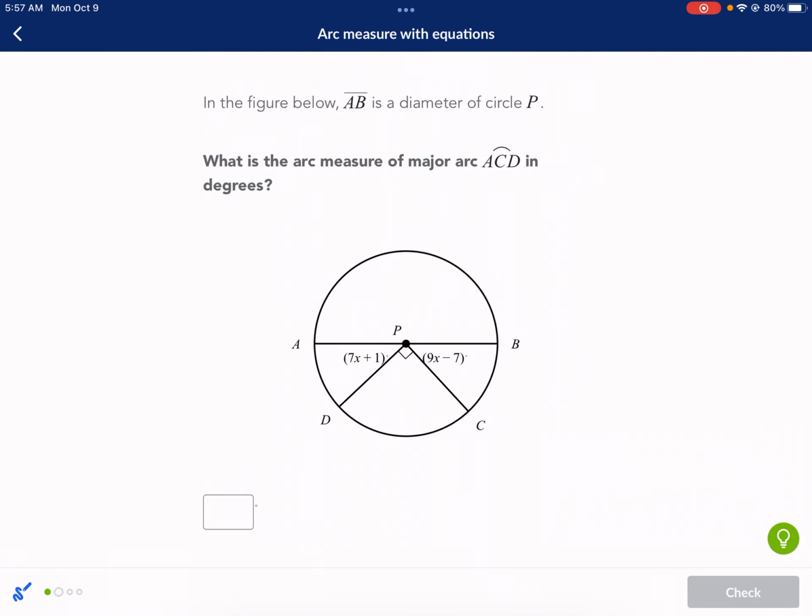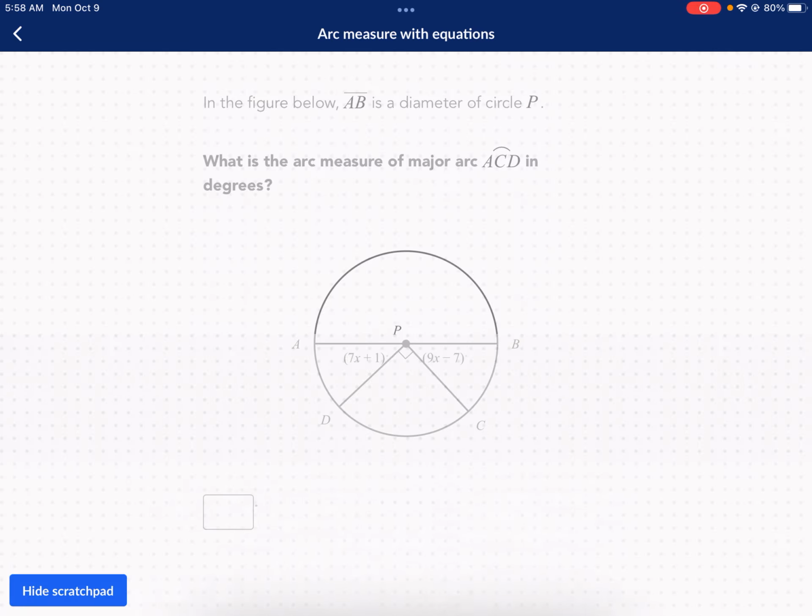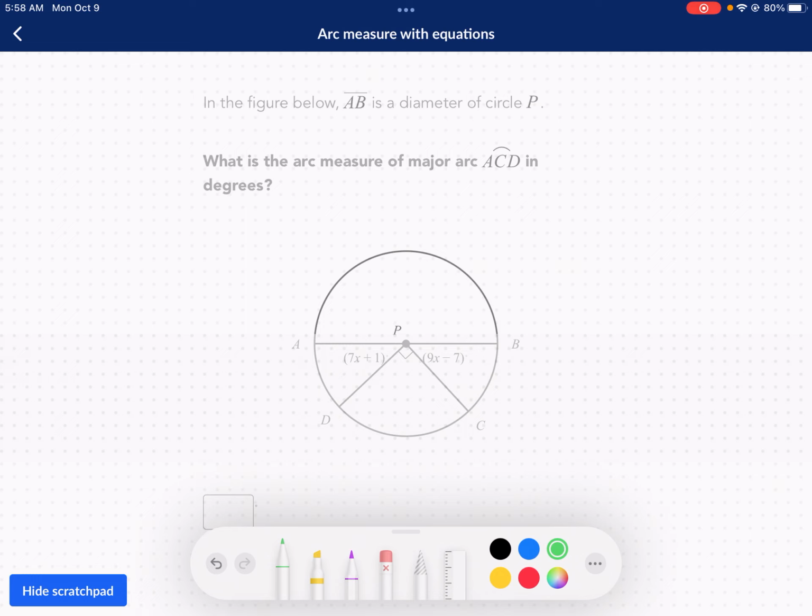So now we're looking at AB, which is a diameter of circle P. What is the arc measure of major arc ACD? Okay, so here's the deal. Anytime it says major arc, we're almost going the full circle here. So let's go ahead and highlight AC. It gives you the order that you need to draw this arc, and then D is right there. So that's our major arc.